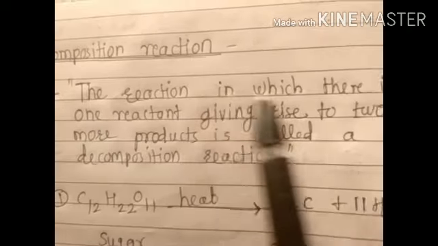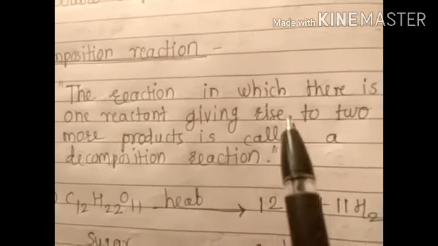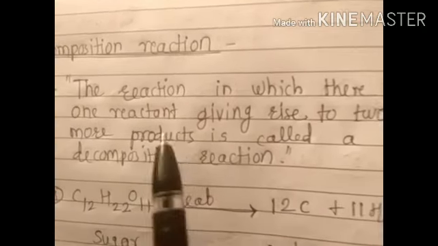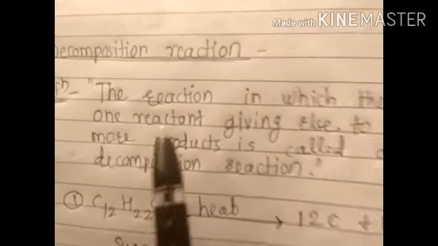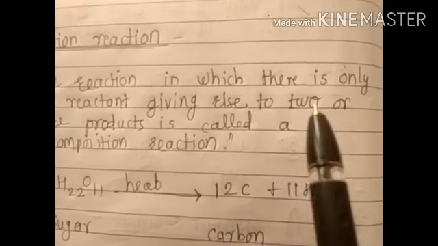Definition: the reaction in which there is only one reactant giving rise to two or more products is called a decomposition reaction. Means reactant is one, but from that reactant we get two or more than two products.